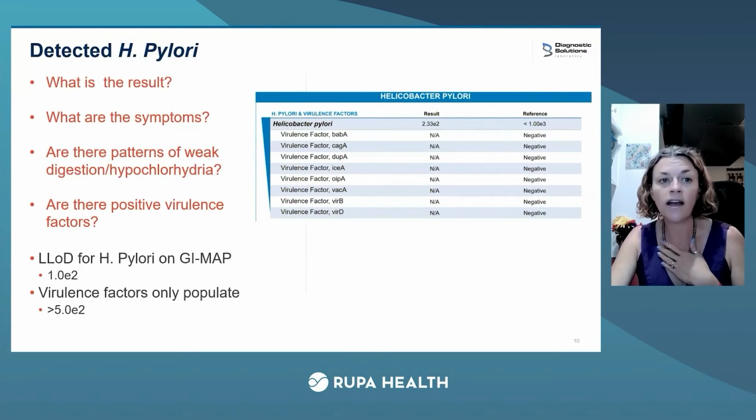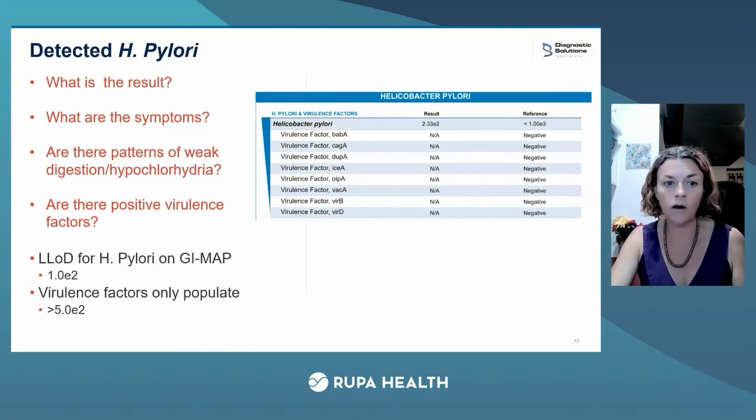But for me, my assessment is going to include: what is the quantitative result? What are the patient's symptoms? Are there patterns of weak digestion and hypochlorhydria? And are there positive virulence factors? So I'm taking all of that into consideration when I decide whether to treat H. pylori or not.